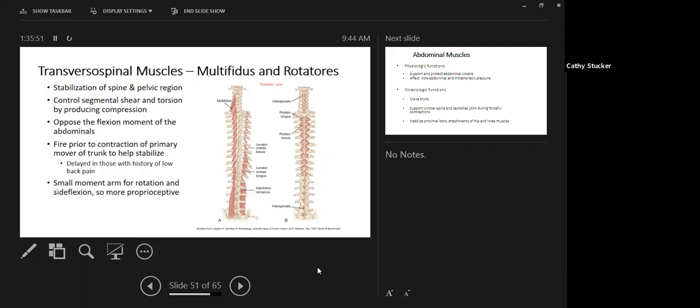When we go to palpate the spine, they're a little easier to palpate in the gutter, so they're going to be the ones that you're going to be able to feel the most. And again, they help stabilize, they provide some rotation, but primarily they're proprioceptive.